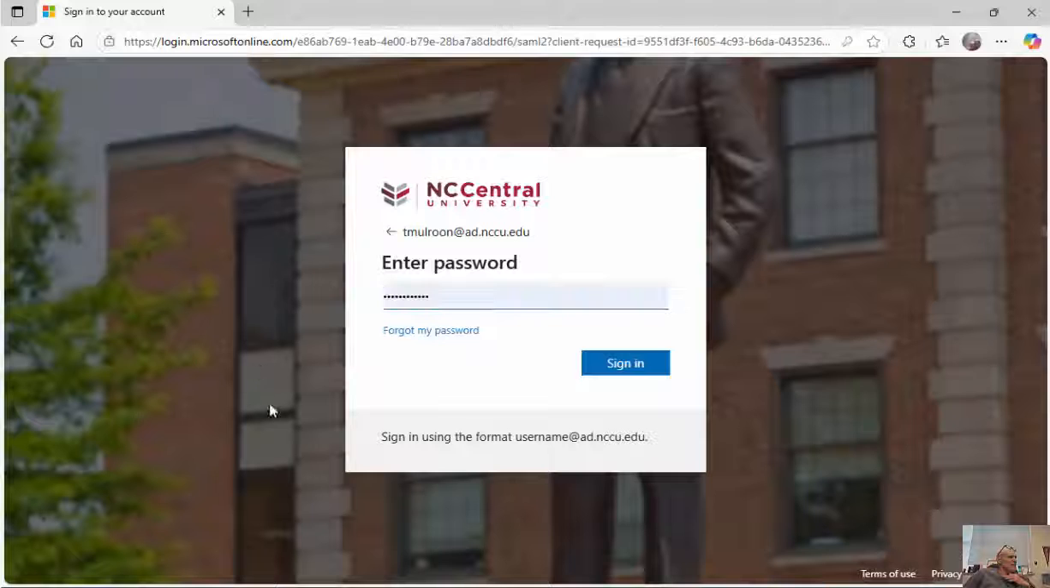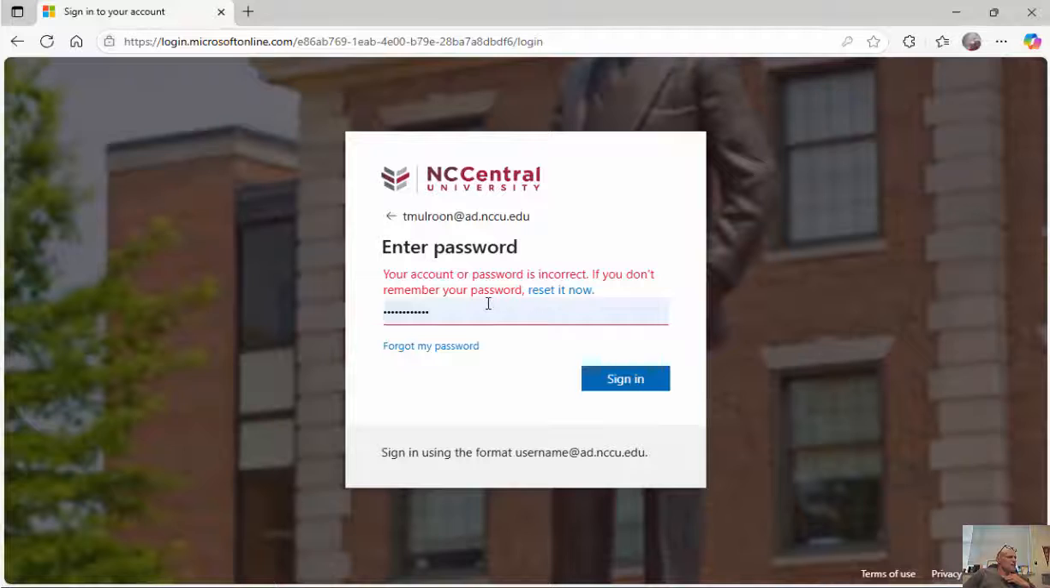And so I'm going to log in using my NCCU credentials. You're going to type in your username at ad.nccu. And then you are going to sign into that. Oh, it looks like I've updated my password.